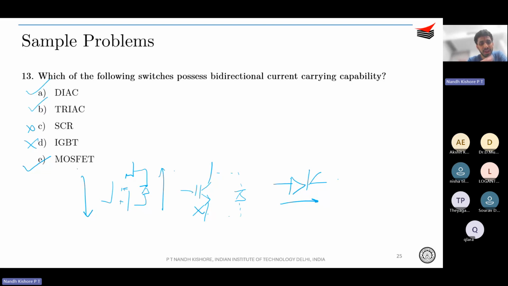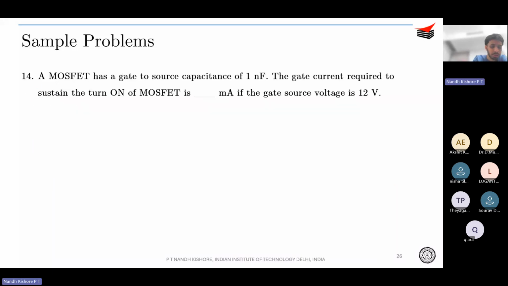Okay. Why? Triac is basically an antiparallel connection of SCR, right? So you can have current conduction in both directions. So triac is basically an antiparallel connection of SCR, so it makes it a four quadrant device. Okay. So again, we will go back to numerical problems.